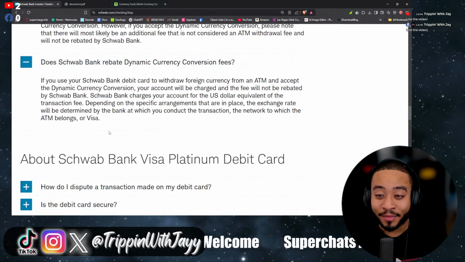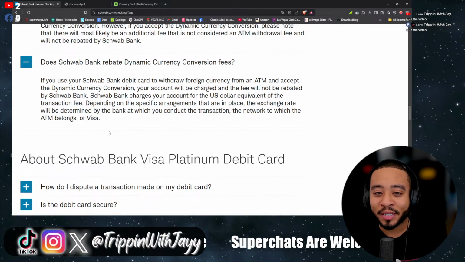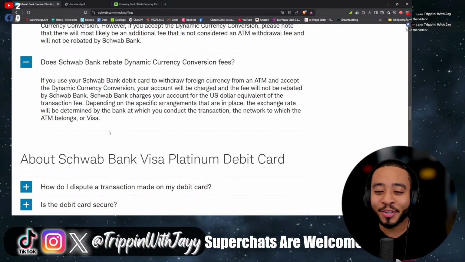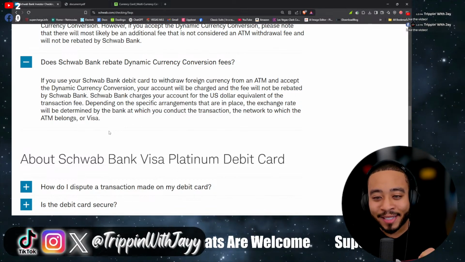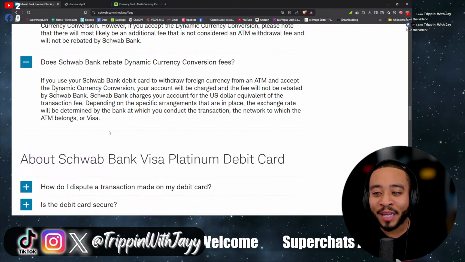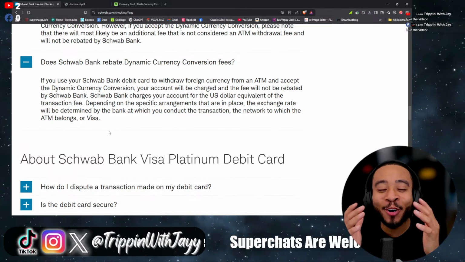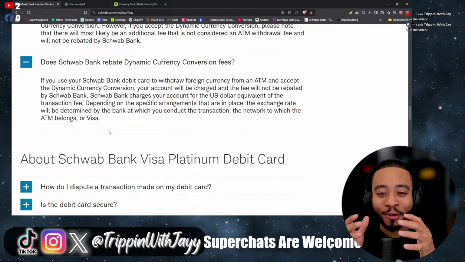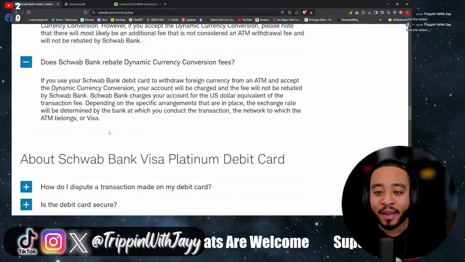That's crazy. Does Charles Schwab rebate DCC conversion fees? If you use your Schwab card to withdraw foreign currency from an ATM and accept the DCC, your account will be charged and the fee will not be rebated. Another reason to decline the conversion at these ATMs that offer it, bro. Do not accept this DCC conversion rate.